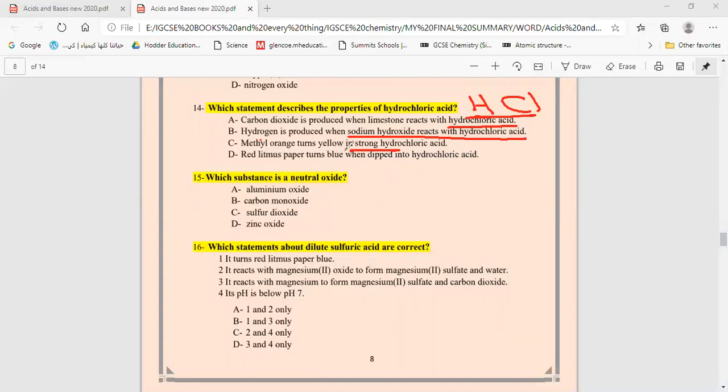So hydrochloric acid is a strong one. It means that red litmus paper turns blue when dampened in hydrochloric acid. This one is not correct because acid turns litmus red, not blue. Base is B, blue, while red is with acid. Hydrogen is produced when sodium hydroxide reacts with hydrochloric acid? We said one of the properties of acid is they react with metal. This one doesn't form hydrogen. Now, methyl orange turns yellow in strong acid?